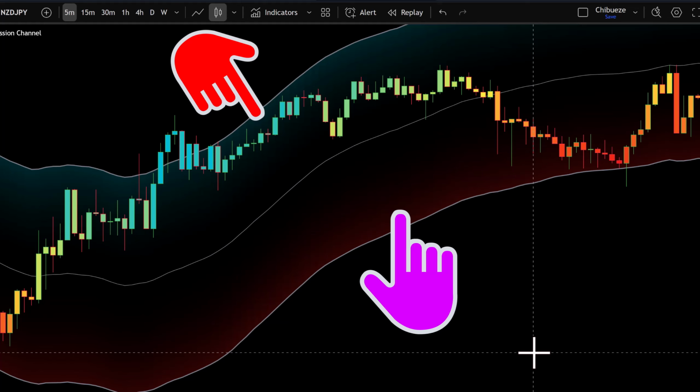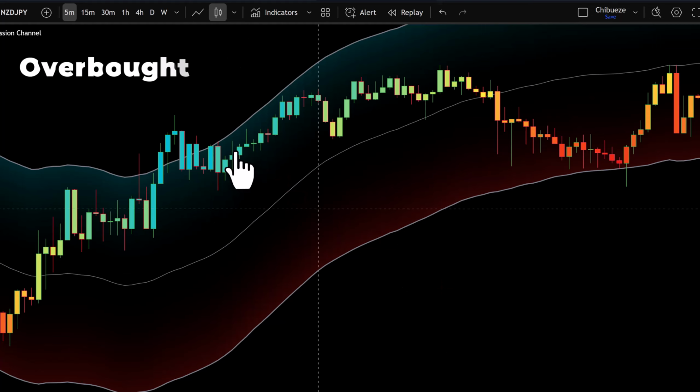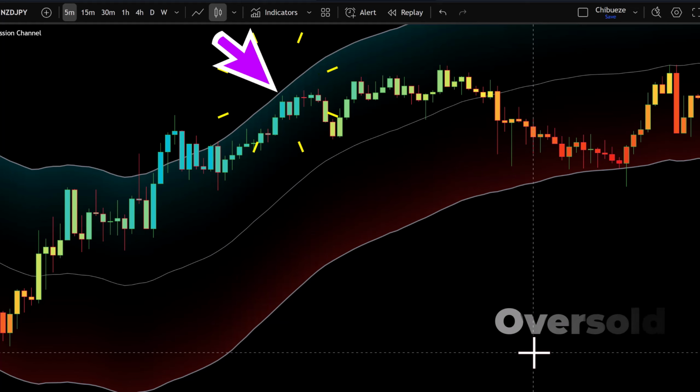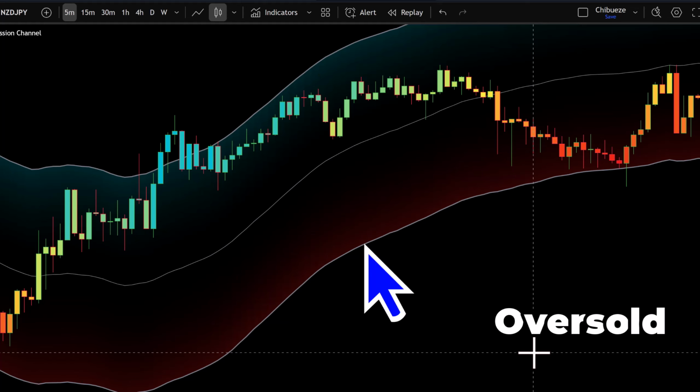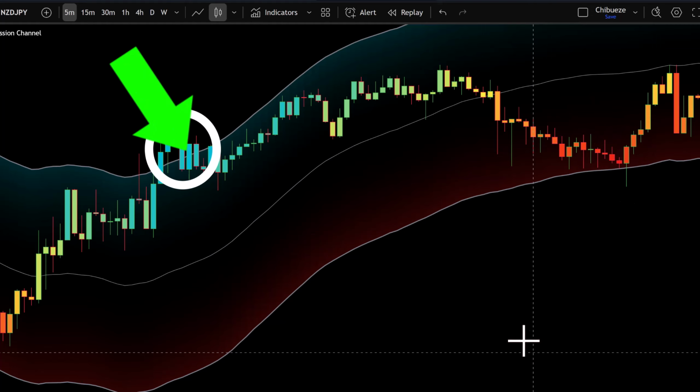Then you have the linear regression bands, which act as boundaries, showing where the price is considered stretched or overextended. It's overbought when it's up near the top band and oversold when it's down near the bottom band. When the price visits the lower band, sellers have lost steam, making it a good area to look for buys. Conversely, hitting the upper band means buyers are exhausted, presenting spots to consider selling.